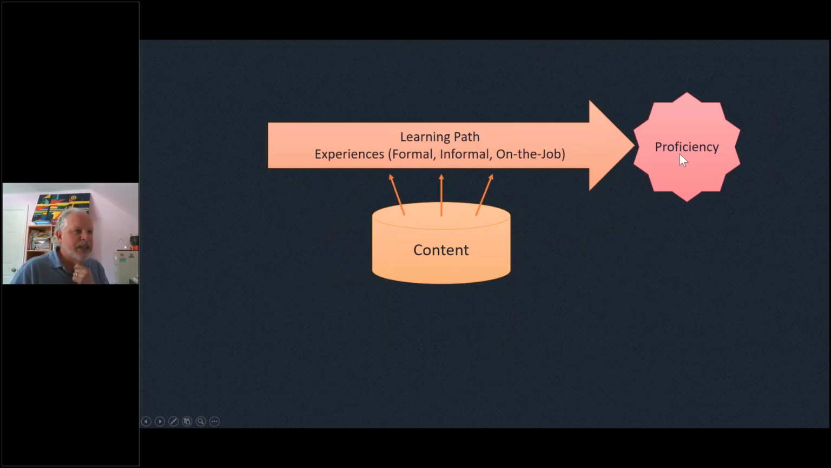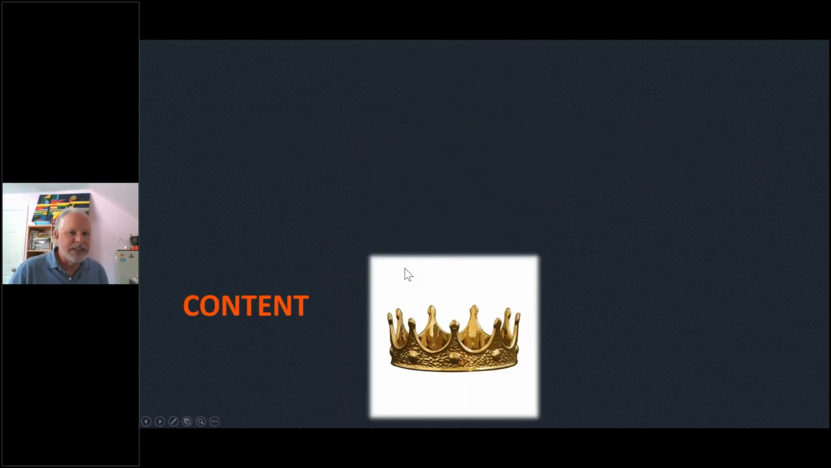All right, so we've got that learning path that leads to proficiency. Then the next piece is content. Content is very, very important. As a matter of fact, some people say that content is king. Have you heard that expression? Content is king. All right, I'll grant you that content is king. It's very important. There are content management systems. You see content all over the place.